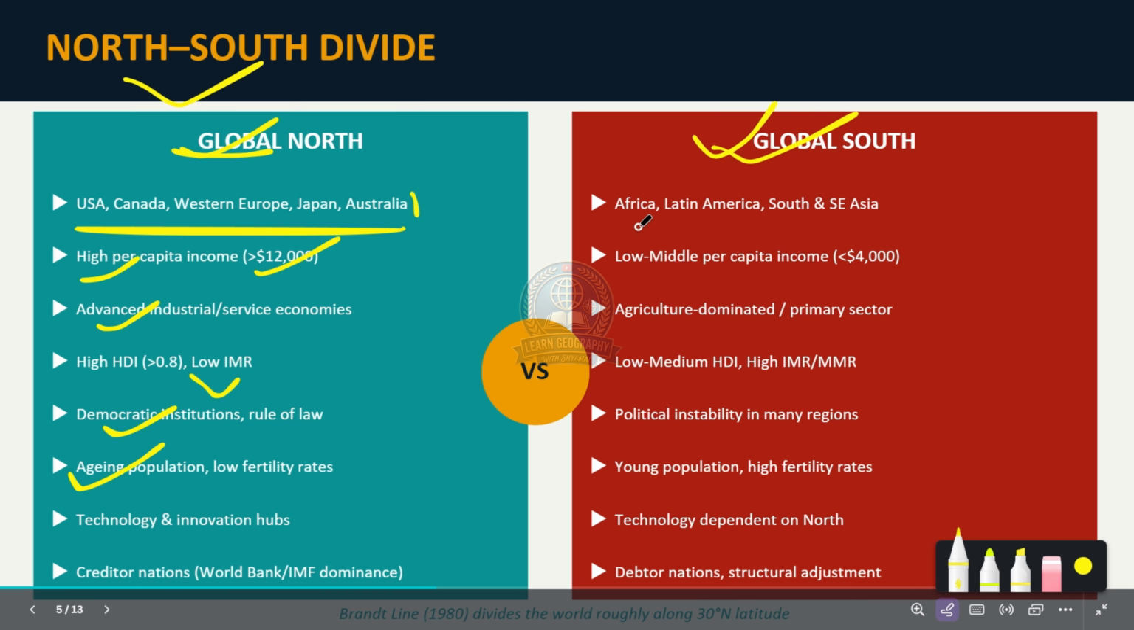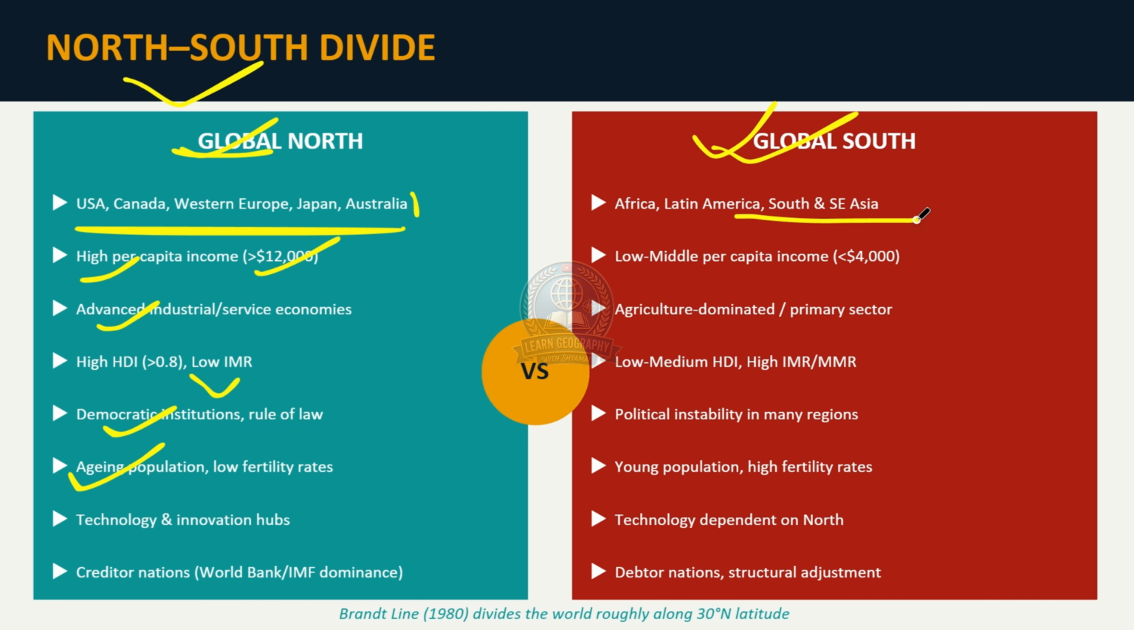Similarly, in the Global South, African, Latin American, South and Southeast Asian nations are some dominating nations. They have low-to-middle per capita income, less than US dollar 4,000. Agriculture and primary sector economic activities dominate. They have low-to-medium HDI, high infant mortality rate, political instability in many regions, young population, high fertility rates, technological dependence on the North and creditor nations, and structural adjustment. The Brandt Line of 1980 divides the world roughly along 30° north latitude, north and south. Okay, Global North and Global South.